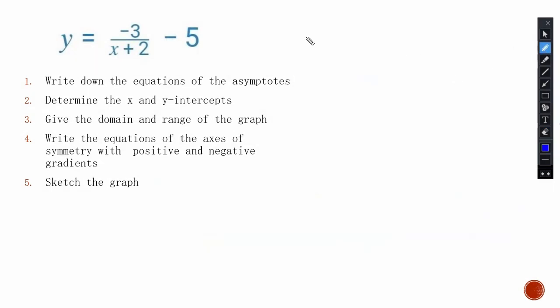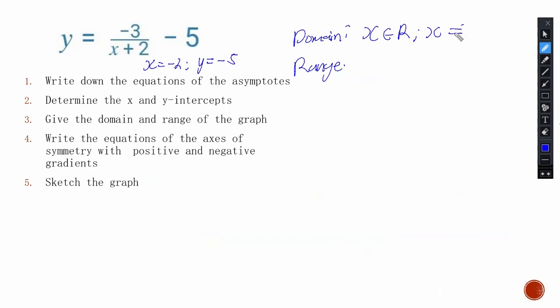Then the domain. So whenever we want the domain and range, we must always go back to our asymptote. So x is equal to negative 2 and y is equal to negative 5, because we know the domain should be x element of real numbers, where our x should not be equal to the asymptote negative 2. And then our range should be y element of real numbers, where our y should not be equal to the asymptote negative 5. So that's it with your domain and range.